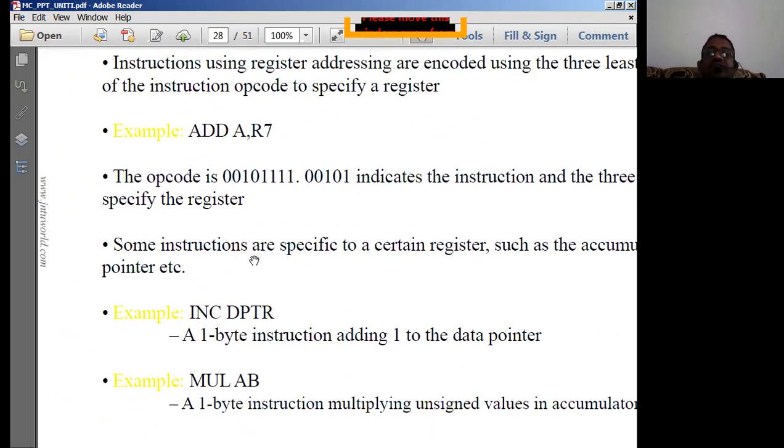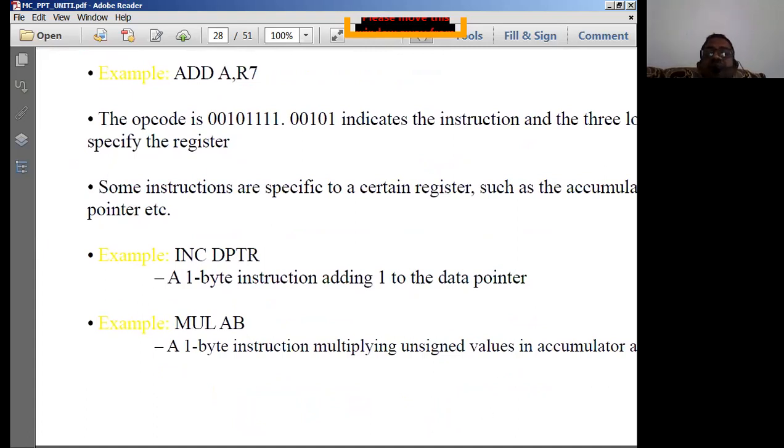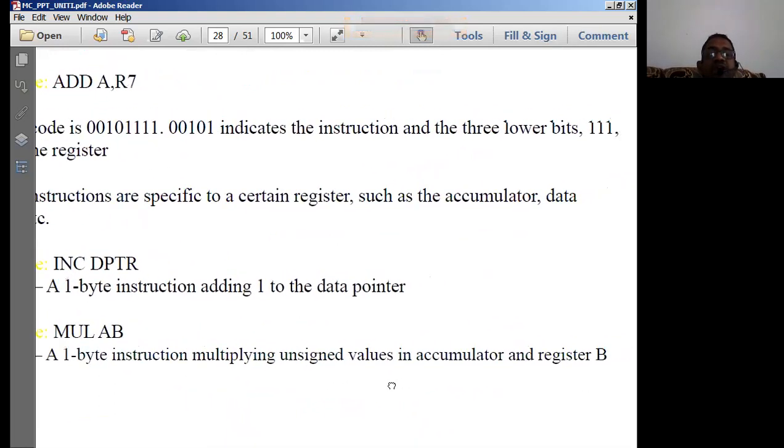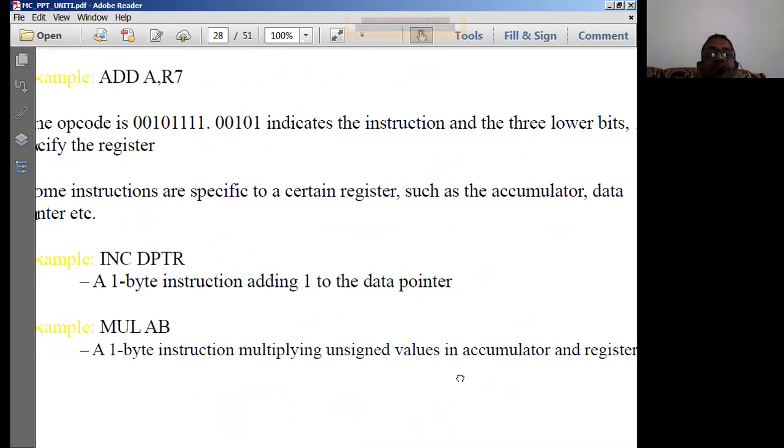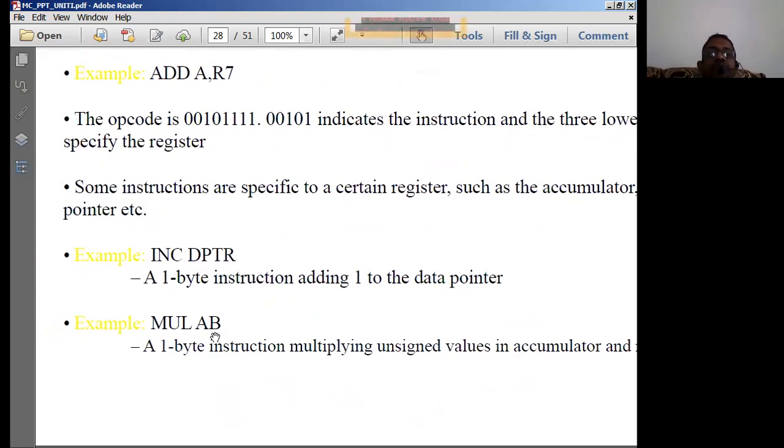So we use only registers directly. Other examples are INC DPTR, where the DPTR register is incremented by 1, using the INC instruction. Then MUL AB is a 1 byte instruction multiplying the unsigned values in accumulator A and register B. The result is stored in the accumulator. This is the instruction to multiply the contents of A and B.